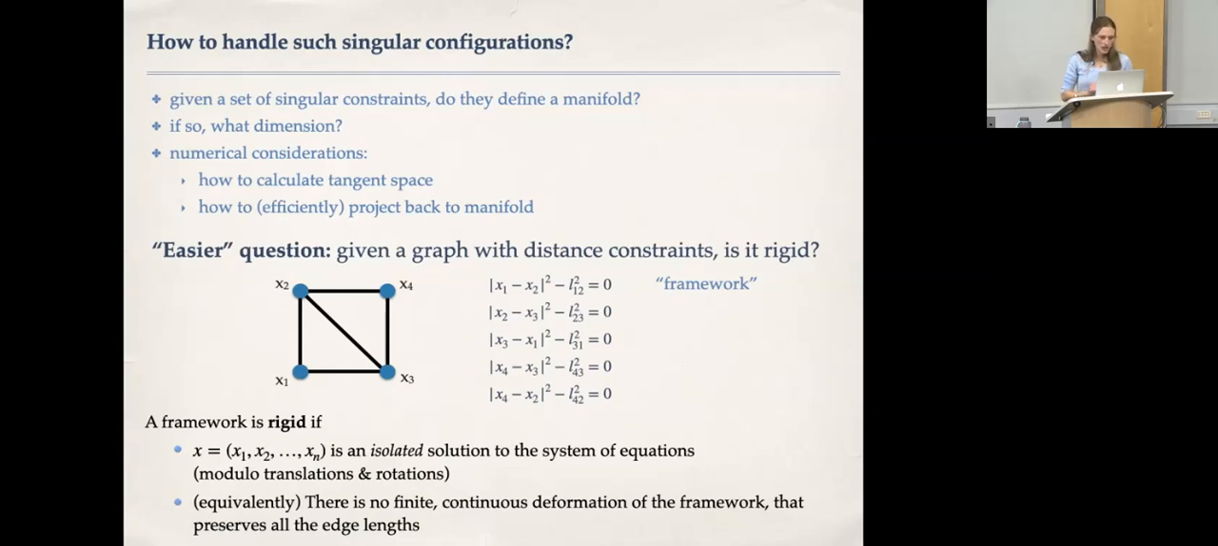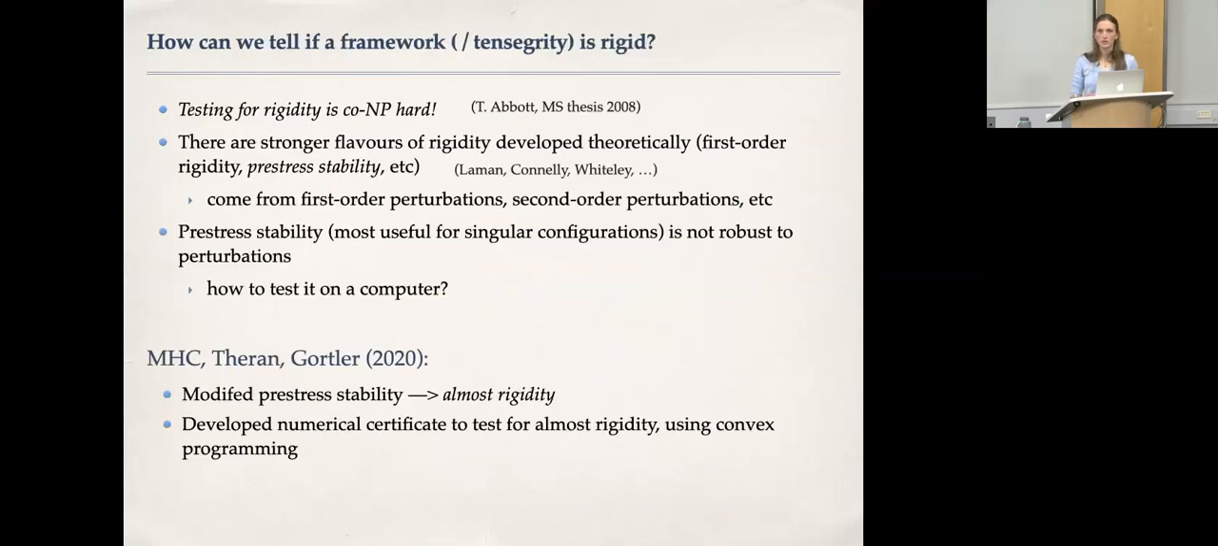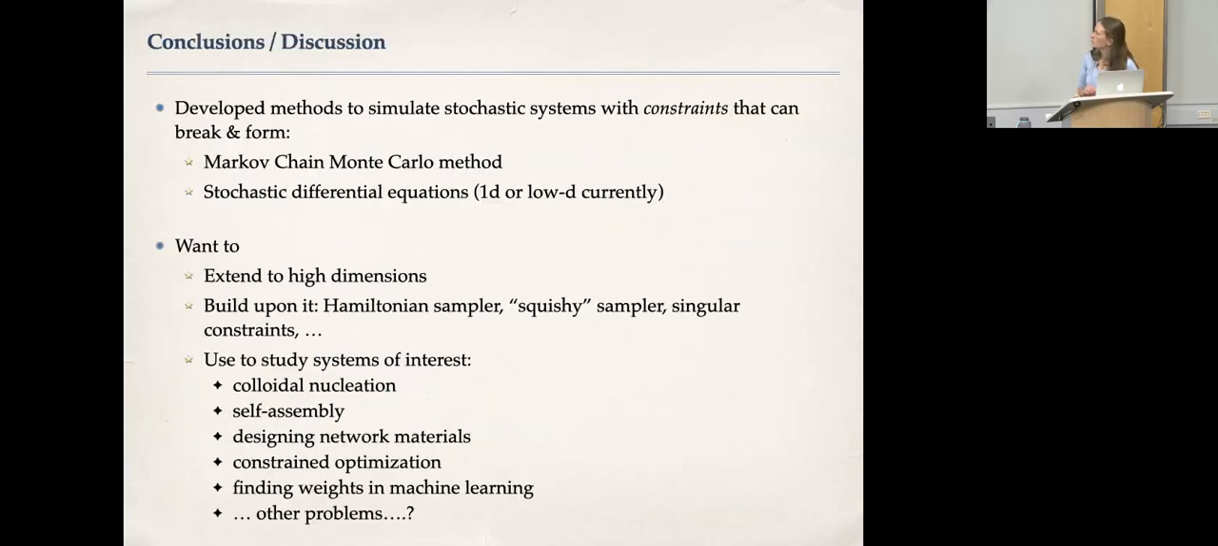And since I'm running out of time, I won't tell you our work on this, but I will tell you that we've been thinking about what might be seen as an easier question, which is just determining whether a given graph is rigid or not, i.e. whether it's a zero-dimensional manifold or not. And that itself is actually a more challenging question than you might think. It turns out to be co-NP hard, but in some special cases, you can proceed and make progress using ideas from convex programming. So I'll just leave it there for now.